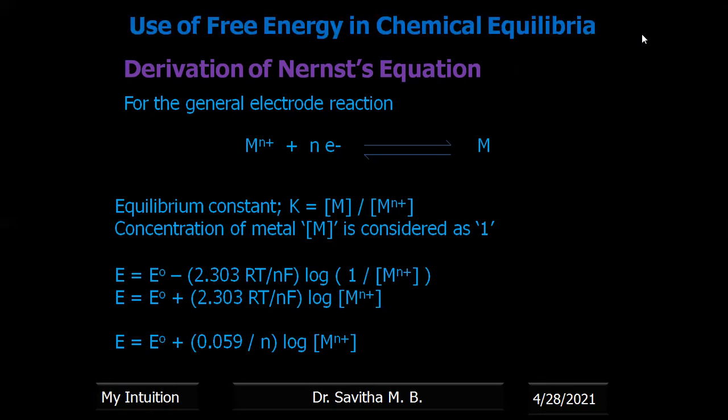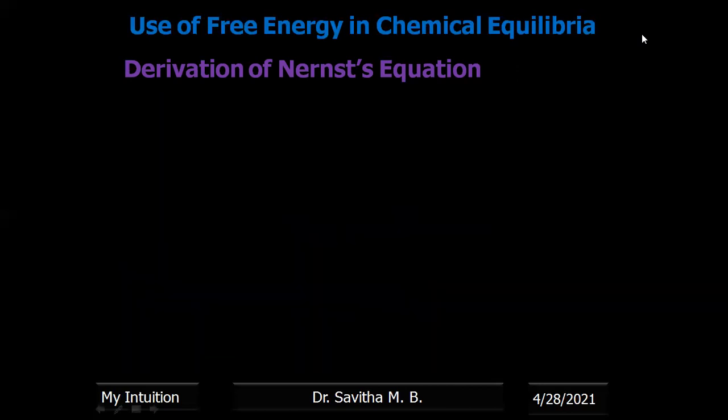Therefore, the equation becomes E is equal to E naught minus 2.303 RT by NF log of 1 by metal ion concentration. Just rearranging, taking the denominator into the numerator, we have E is equal to E naught plus 2.303 RT by NF log of metal ion concentration, or at standard temperature it is 0.0591 by N log of metal ion concentration. And if you see the equation, it shows the relationship between the electrode potential and the metal ion concentration. So that is the Nernst equation of a single electrode.